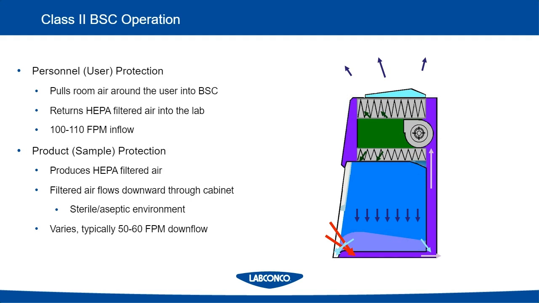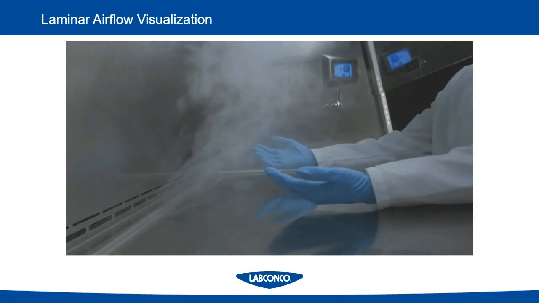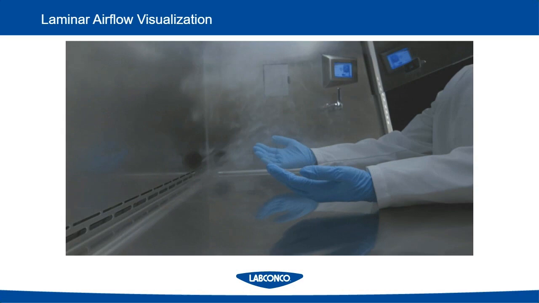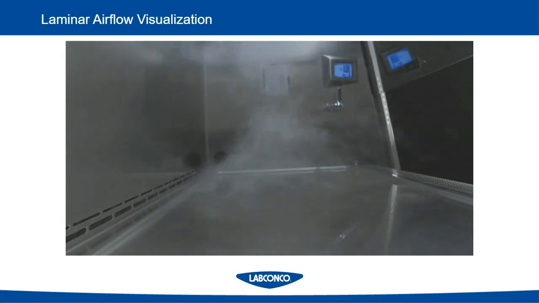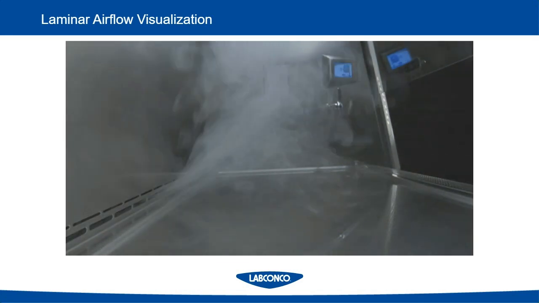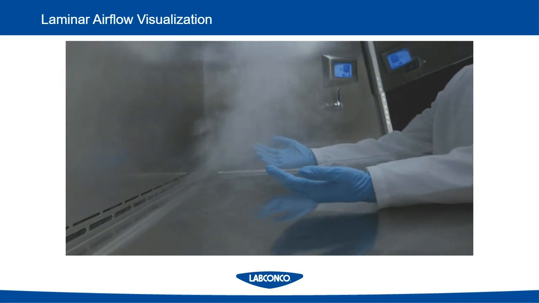The video that you're currently seeing is a smoke visualization of what that laminar flow downflow air looks like. So we have a very gentle HEPA filtered downflow that's kind of bathing the product or the process that's happening in the biosafety cabinet to protect it from any contamination that might occur from outside the room.